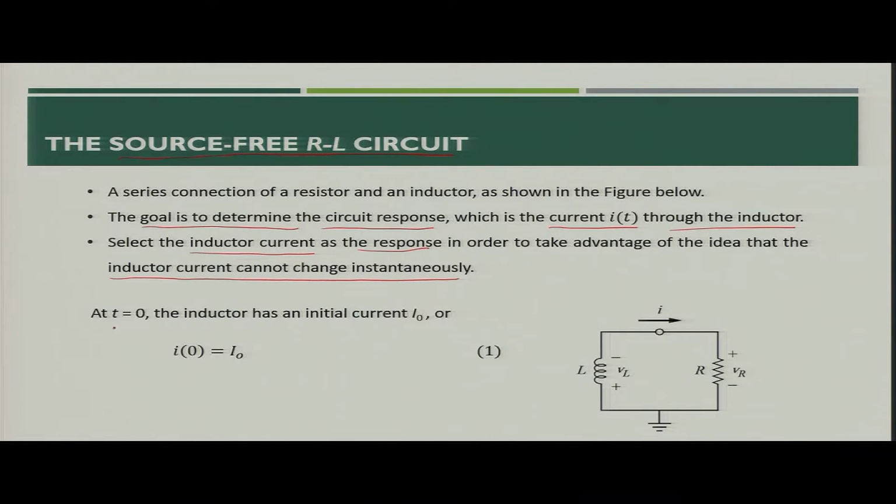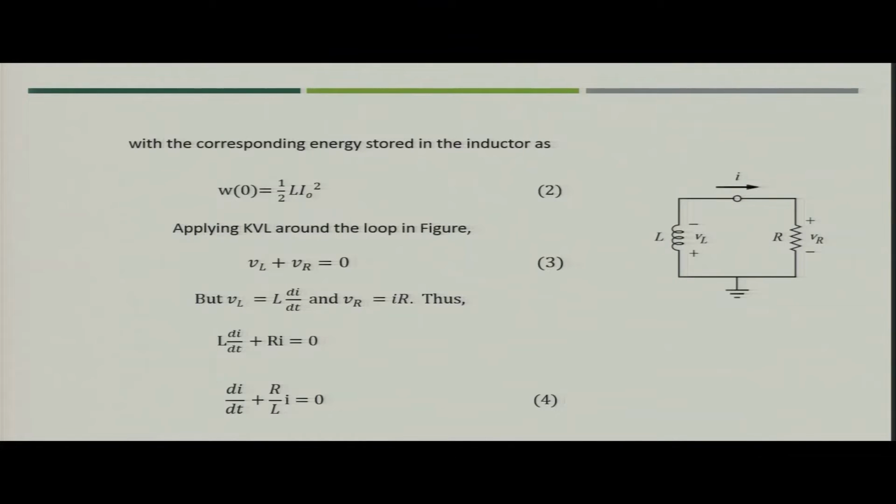Now, let us assume that at time t equal to 0, the inductor has an initial current I naught, and we can represent i at time t equal to 0 as I naught. So, let us analyze the circuit. We assume there is initial energy stored in the inductor, and we represent it by w at time t equal to 0, which is half L I naught square.